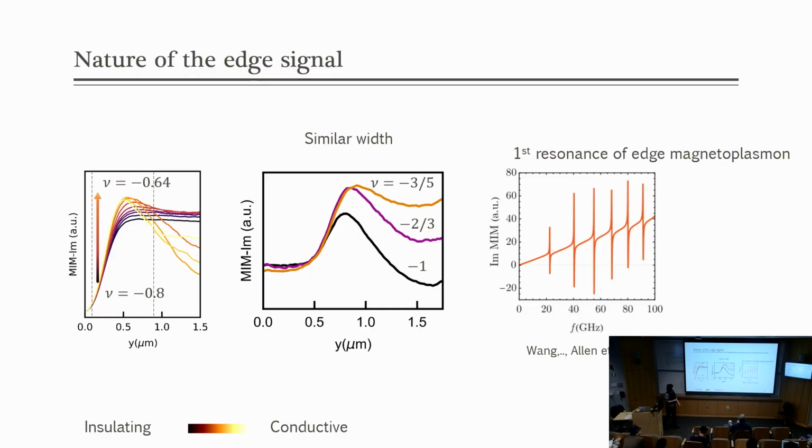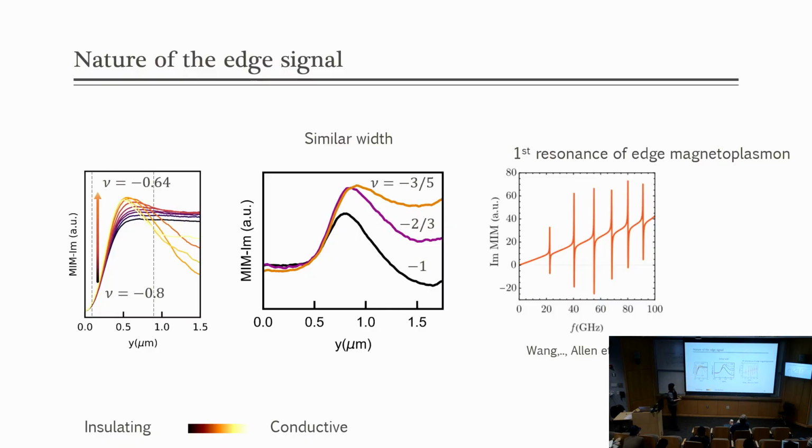And so we also wanted to know why this is so wide. Our first impression was that maybe it's the tip resolution, but we checked in the bulk part of the sample, and the tip resolution was clearly better than this. It's less than 100 nanometers resolution because we could resolve features less than that size.